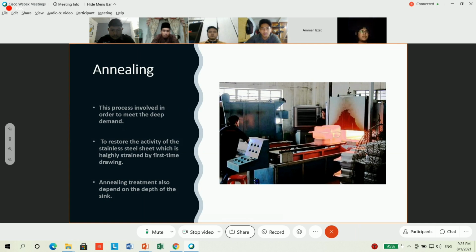For annealing, this process is carried out in order to meet the deep drawing demand, to restore the activity of the stainless steel sheet, which is highly strained by first-time drawing. Annealing treatment also depends on the depth of the sink.